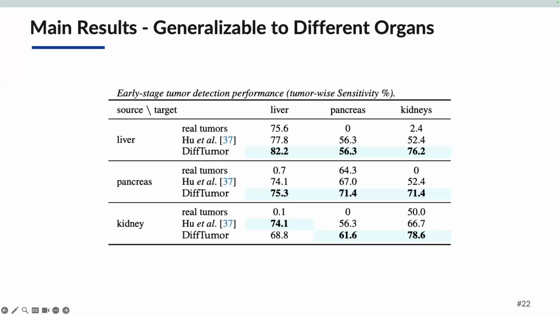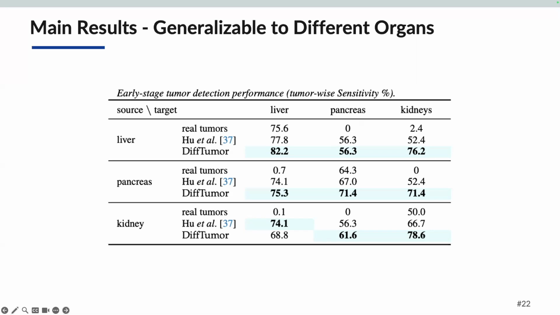And for the result of our model, we train our diffusion model on source organ data and then utilize healthy CT volumes to synthesize tumors in the target organ. And these synthetic data are used for further training the segmentation model. And to showcase the broader application of our synthetic data, we compare the early stage tumor detection performance across 3 common YOLO backbones.